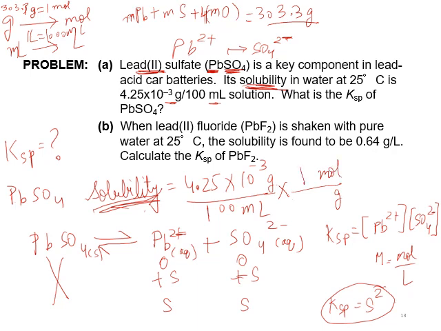1 mole is 303.3 grams. So grams and grams will get cancelled. My final answer is moles per ml. Now let me convert ml to liters. To cancel ml, since it's in the denominator, I'm going to have to multiply with ml, divide by liters. My conversion factor is 1 liter is 1000 ml. So ml and ml got cancelled, and I have my answer in moles per liter.